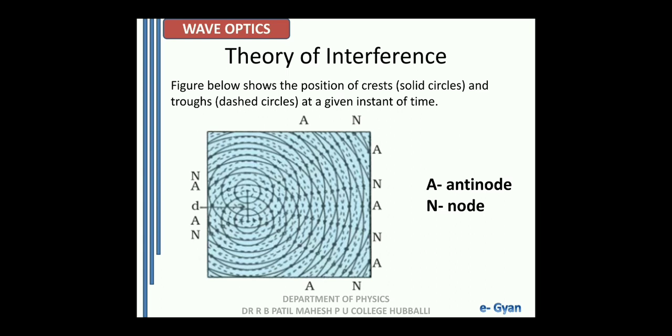That means the crest and crest can superpose, the trough and trough can superpose, and at the same time the crest of one and the trough of another can superpose. So due to these superpositions, it is a pattern. Therefore, along the line, where solid gets superposed we get an antinode, where dash gets superposed we get an antinode, whereas at those points where solid of one and dash of another superpose we get a node.